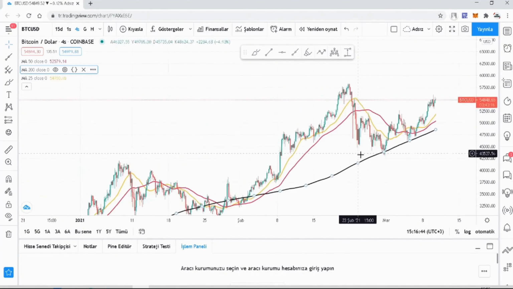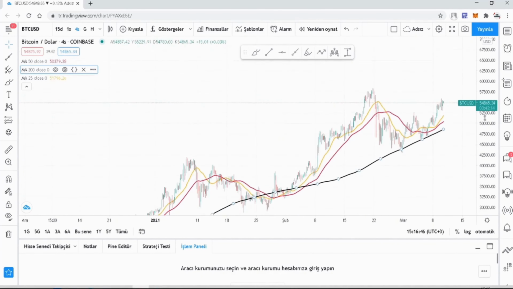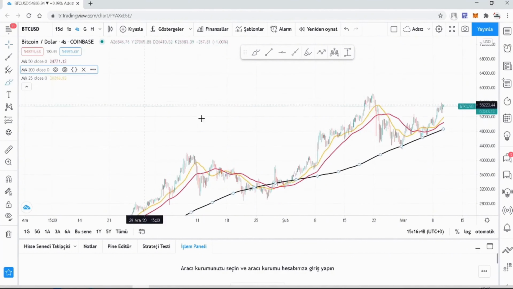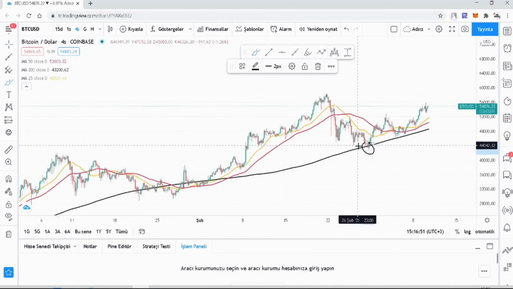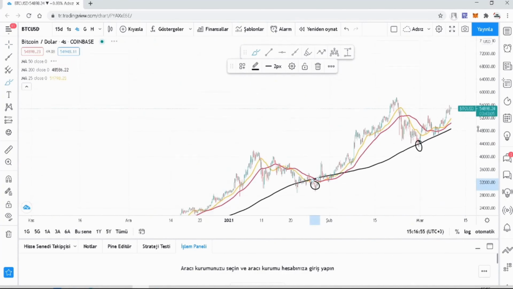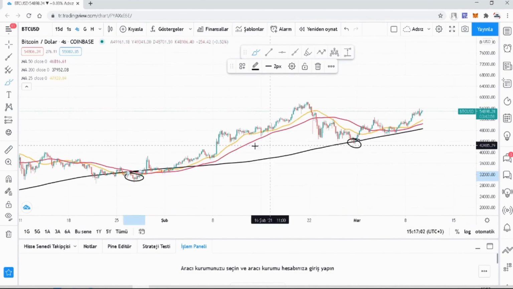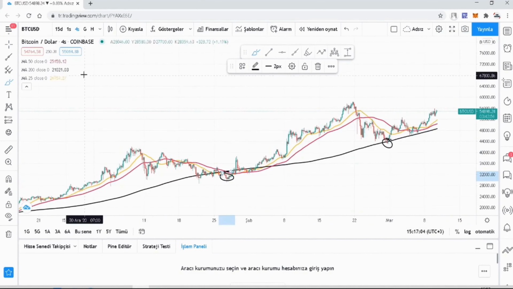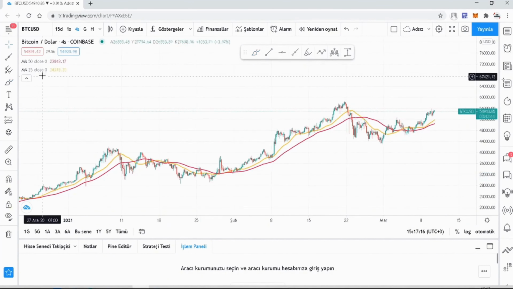Now, as you can see here, the black line at 200 is seen as the main support point. As you can see, this is the main support. When it touched here, it definitely experienced an upward movement, and this has acted as an important support. I am currently removing the 200. Now let's take a look at the other, the 50 red one.